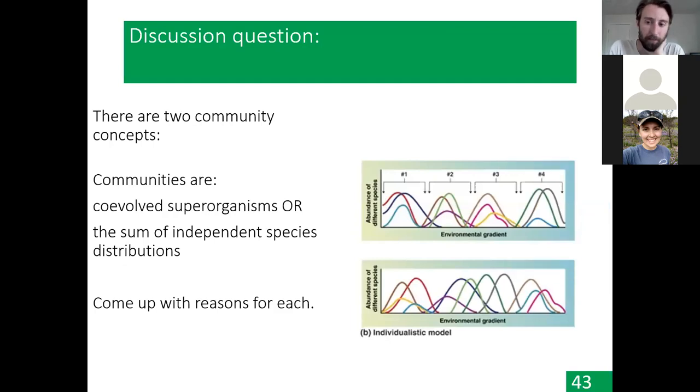All right, so let's think about that as a group activity. I'll split you out into breakout rooms and let you discuss this with the other people in the meeting. The two concepts of how communities develop are that they develop as co-evolved superorganisms, or they develop as a sum of independent species distributions. I'd like you to think about evidence and reasons for both of these views. Do you think one view is the more correct one, or do both views have some merit?